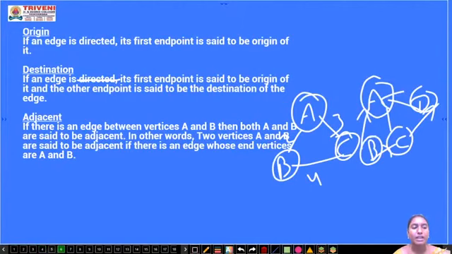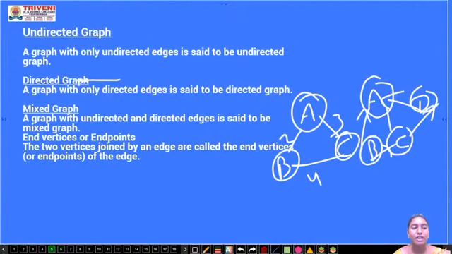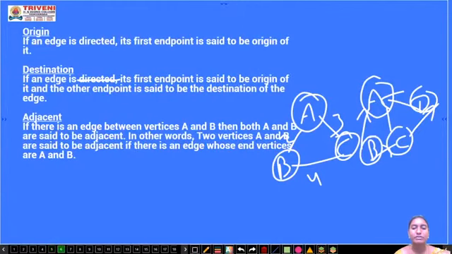And again here we can identify the graph types as mixed graph, directed graph, and undirected graph. So a combination of directed, undirected, and also weighted edges is called a mixed graph. And origin: if an edge is directed, the first end point is said to be the origin. The other end point is said to be the destination of the edge.